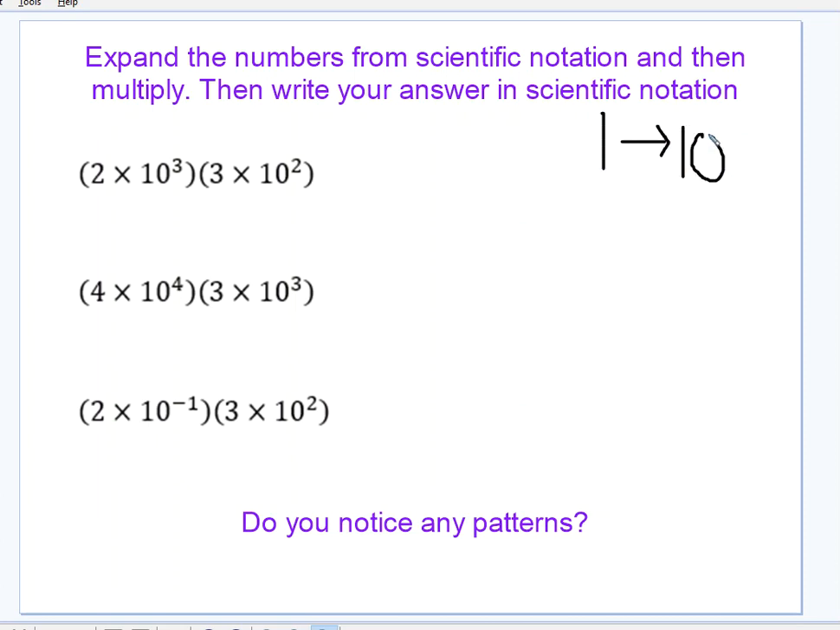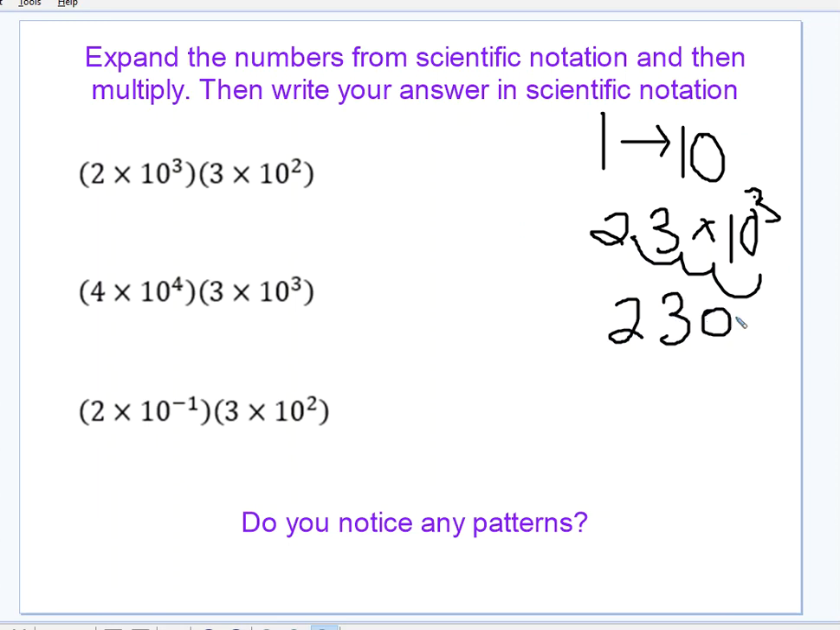but stop at 10. 10's too large, so there can only be one digit. Numbers that fall between 1 and 10. So like 2.3 times 10 to the 3rd, you'd multiply, move it over 3 times. So that would be 1, 2, 3. So we're looking at 2,300.